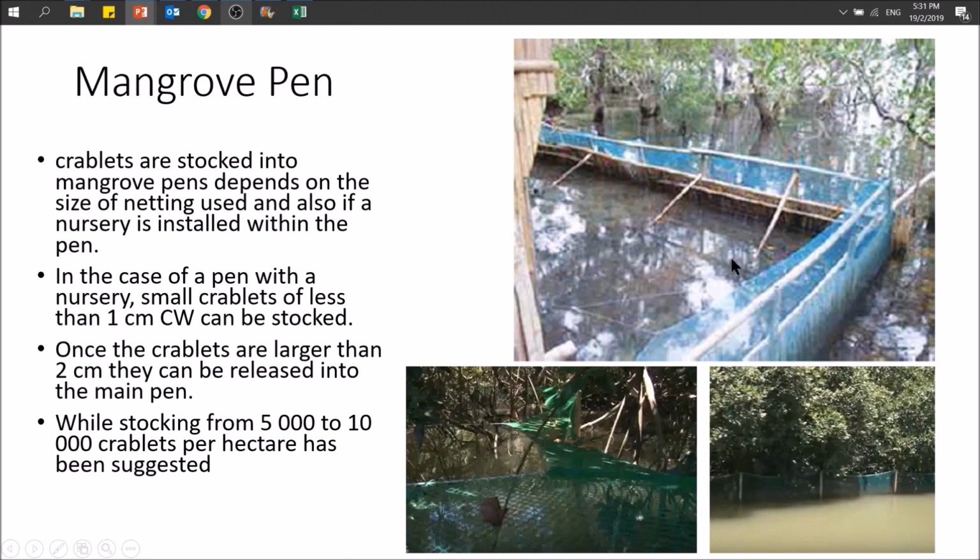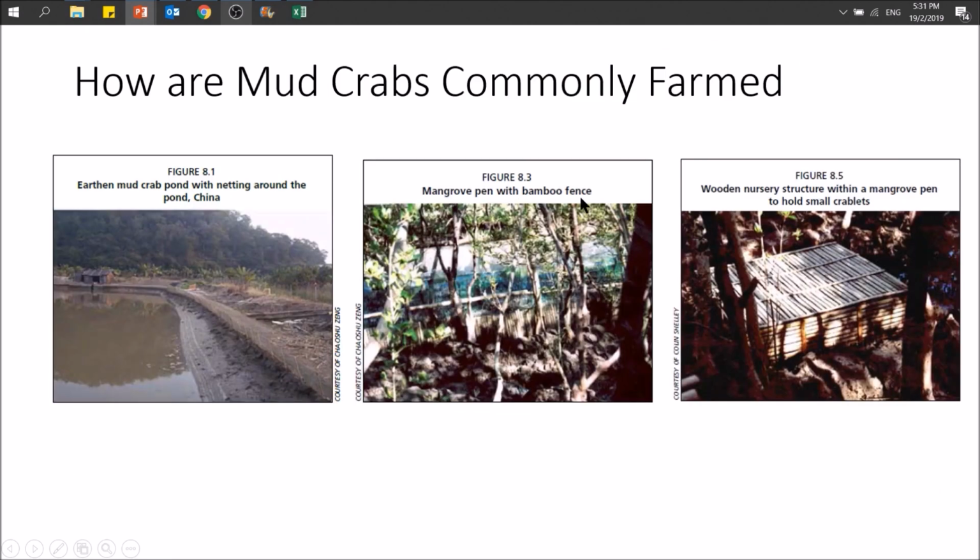So 3 types of methods that are currently used to farm crabs. This is what we call a traditional pond setting. It's just a mud pond followed by netting around the pond. And this is what we mentioned early on, the mangrove pens.